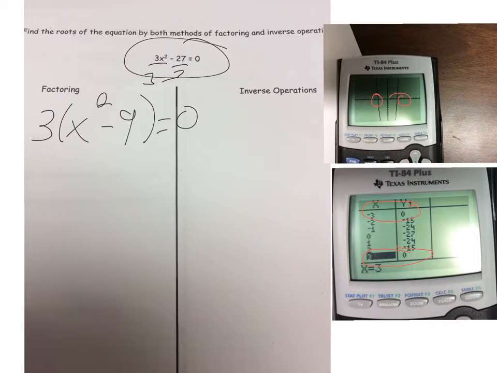Now, again, we're trying to have a goal here of solving for x, so I'm going to divide by 3 on both sides. Or, excuse me, I'm not going to do that. That's going to be my inverse operations. So let me go back a step. I took out my GCF.